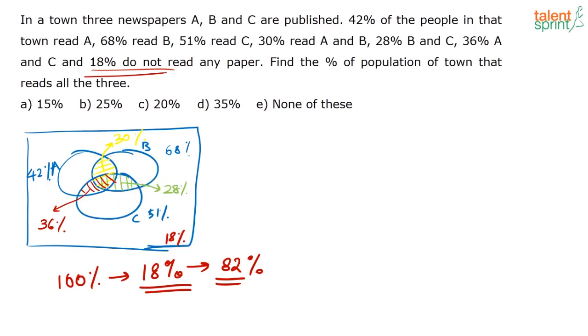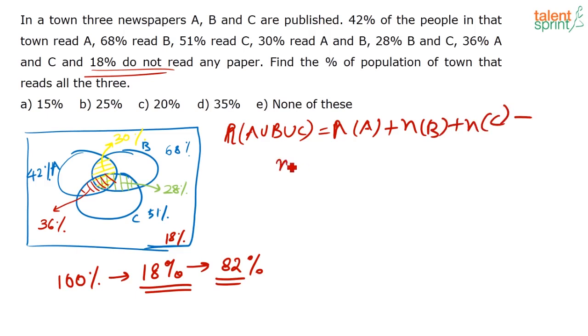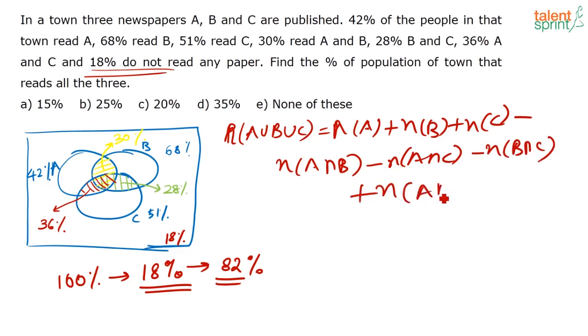Now when you have 3 sets, you should know this formula: N of A union B union C, the number of people in A union B union C, is equal to N of A plus N of B plus N of C minus N of A intersection B minus N of A intersection C minus N of B intersection C plus N of A intersection B intersection C. If you know this formula, finding the answer for this question is very easy.